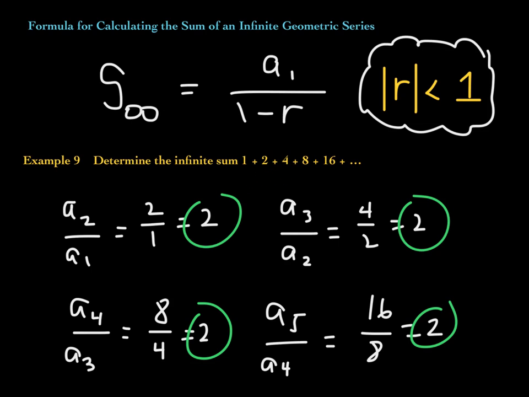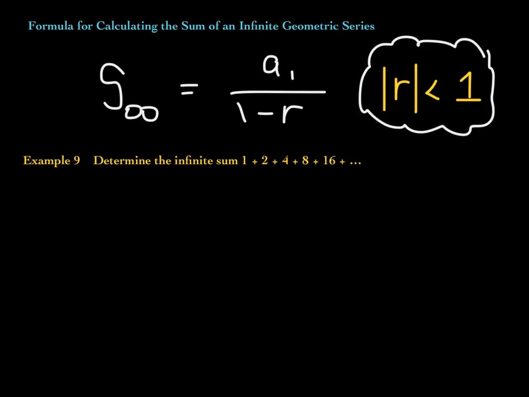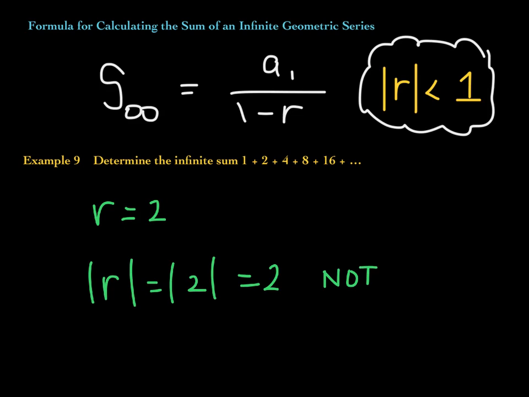Cool? Now, we know that r is 2. In order for the sum to be defined, the absolute value of r must be less than 1. However, the absolute value of r, which is the absolute value of 2 in this example, is 2, and this is not less than 1. Therefore, this sum is undefined. We can say it like this: this geometric series does not have a finite sum.